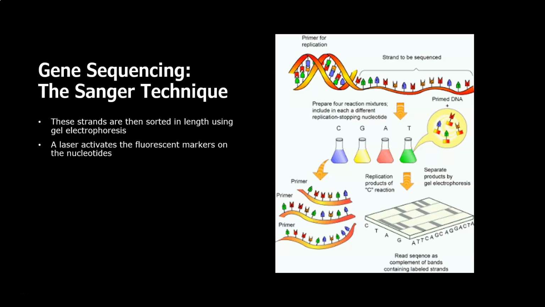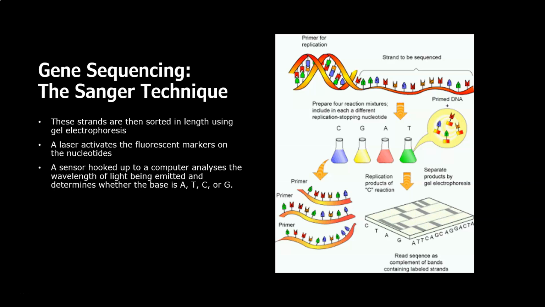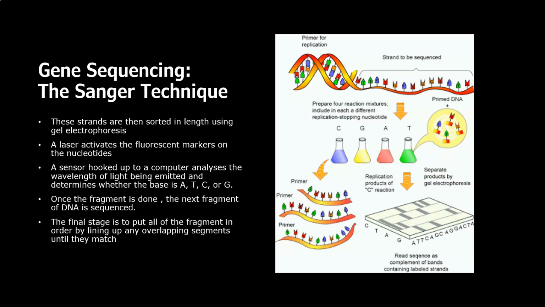A laser activates the fluorescent markers on the nucleotides, as we just spoke about in our gene sequencing. A sensor hooked up to a computer analyzes the wavelength of light being emitted and determines whether the base is adenine, thymine, cytosine or guanine. So that's what we just spoke about in the previous section. Once the fragment is done, the next fragment of DNA is then sequenced. The final stage is to put all of the fragments in order by lining up any overlapping segments until they match.